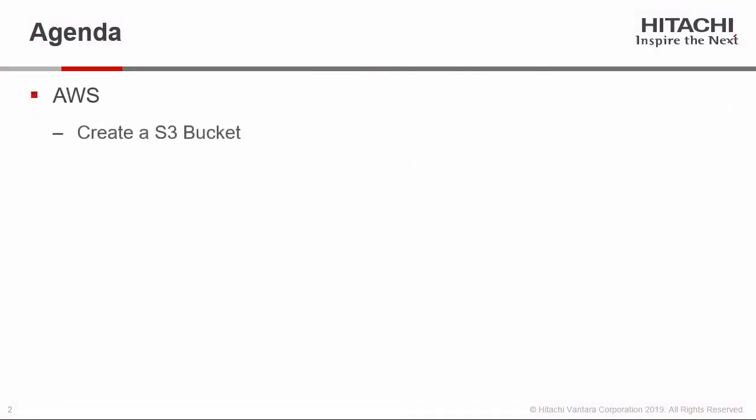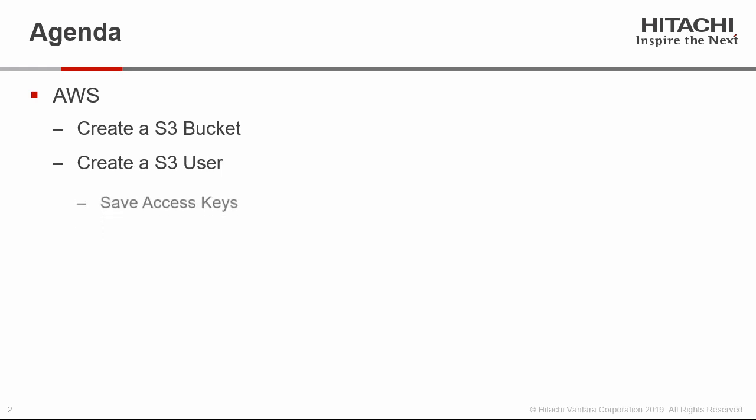So first, I'm going to log into my AWS account and create an S3 bucket that the HCP can use. Then I'm going to create an S3 user, and that S3 user is going to give us some access keys. Now, we could use the access keys from root on the account that I log in, but that would give that user access to everything in my Amazon account, and I don't want to do that. I only want to give them access to my S3 bucket.